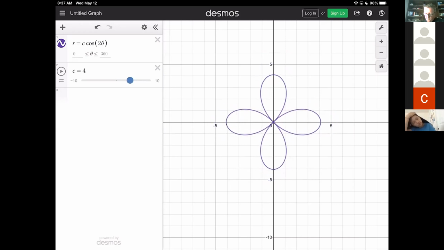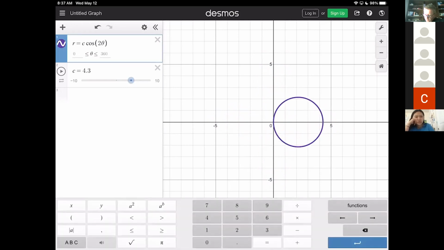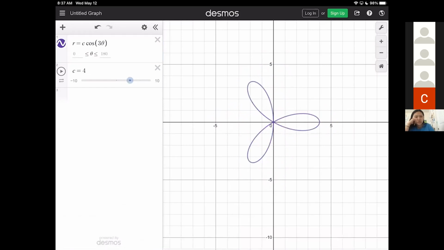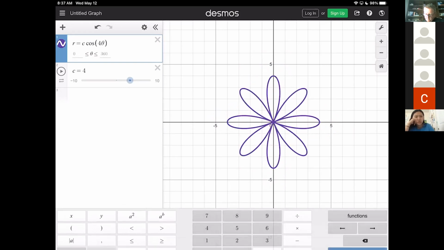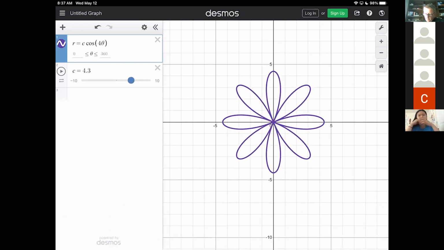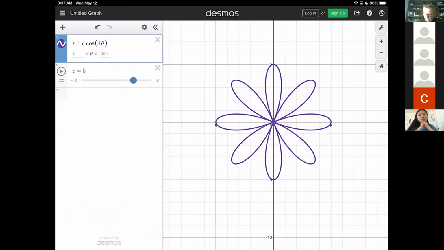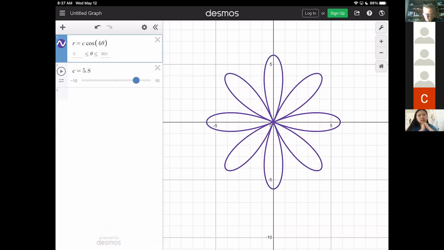But it's interesting that it produces petals, if you will. This particular one also has a name, and it's called a rose. Why would it be called a rose? Well, I chose 2. What if I chose 3? What if I chose 4? So that really doesn't look like a rose. It looks like a flower, but whatever. I wasn't there when they named it.